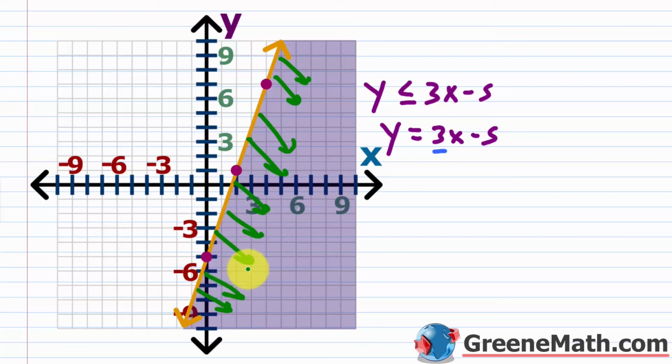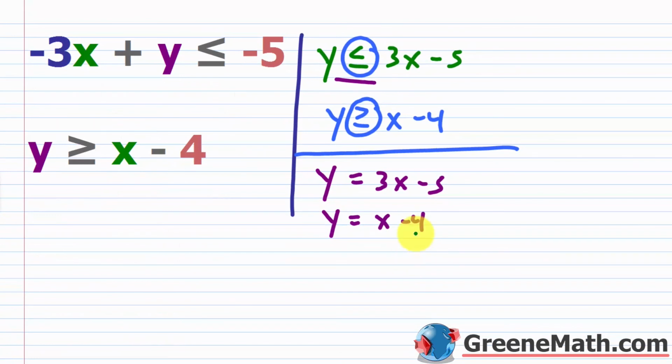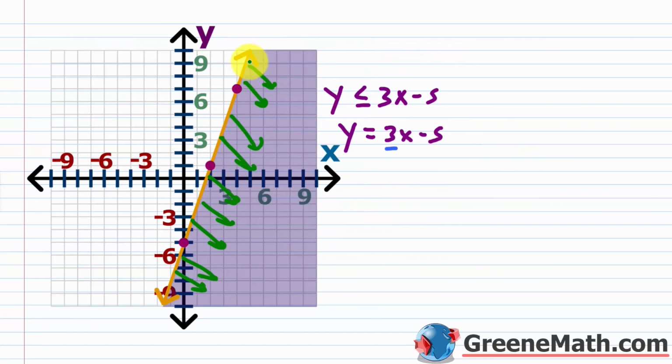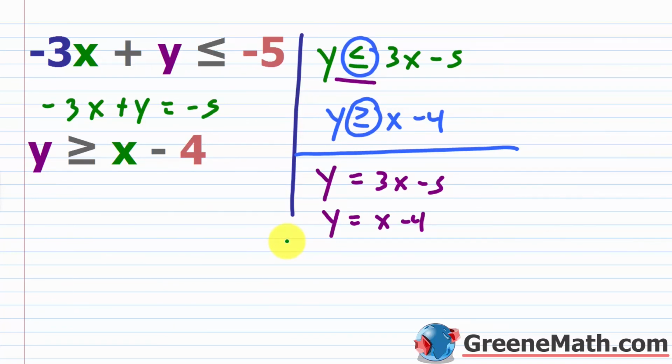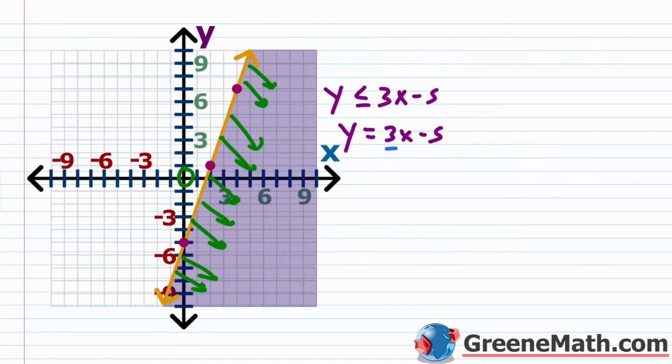Okay, let's talk a little bit about this test point method. If you come back up here, let's say you didn't solve this for y, you sketch this, negative 3x plus y is equal to negative 5, you get the same boundary line, okay? Now, if you have this graph, and let's say you pick a point. Let's say you pick 0, 0 because it's easy to work with. If you plug it in, it's not going to work. How do I know it's not going to work? Because it's not in the solution region.